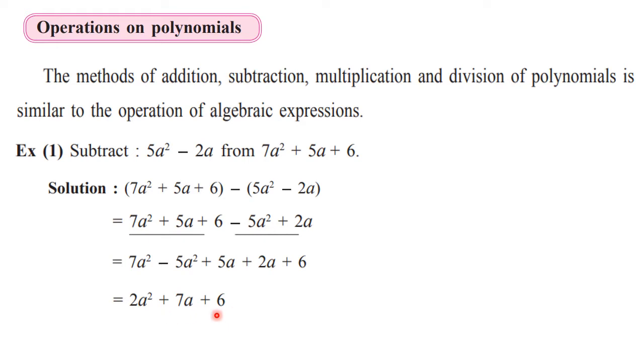This is our answer. We cannot add it further. You cannot add simply the numbers like this. These terms are unlike terms. All these terms are not like, so we cannot add them. So this is your final answer. You cannot go ahead, because every term has a different power. This is a trinomial, you know that, and this is the answer. Now let's go ahead.